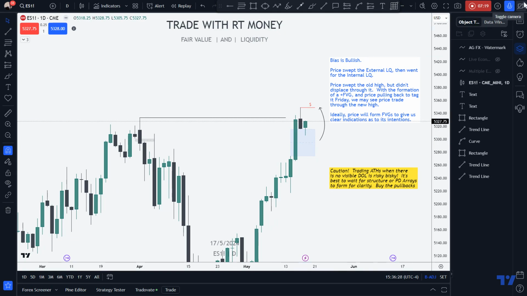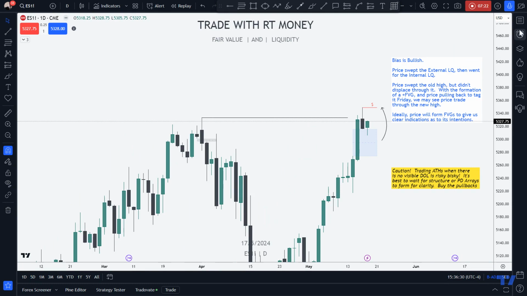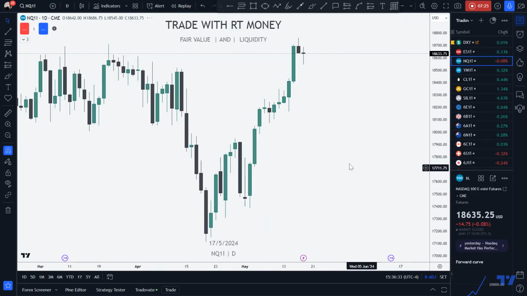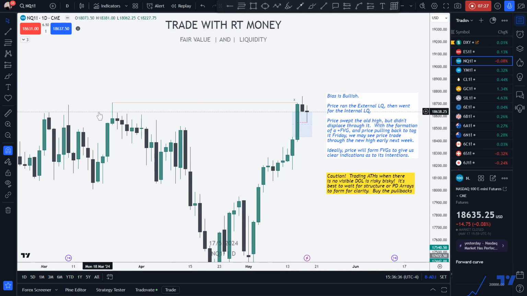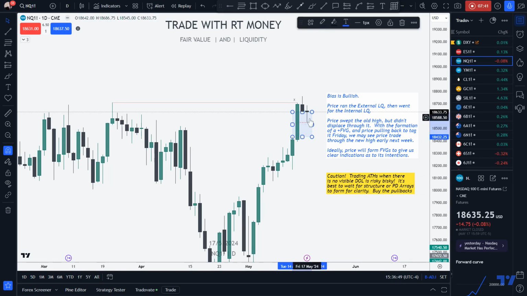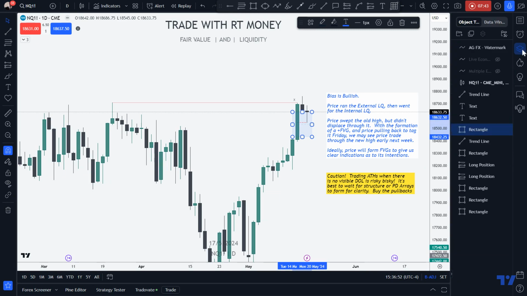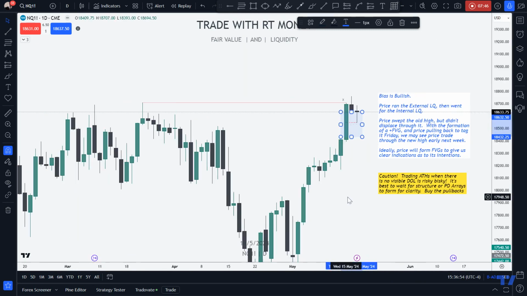Okay. Let me also point out that on the NASDAQ, we have the very same situation. Prices hit the highs. All right. We only swept it as an external target. We come into the internal target. All right. The PD array, the bullish fair value gap. Do I have any notes on this one inside? No. All right. So I'm just looking for more bullishness from this point, and I'm looking for price to start forming some bullish fair value gaps in both of these markets.